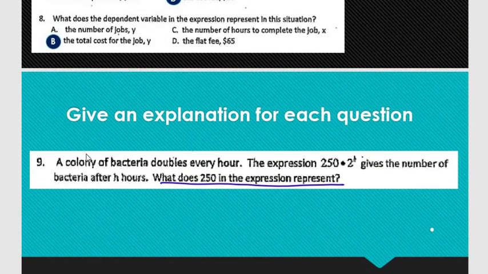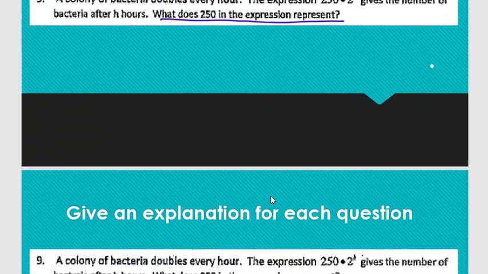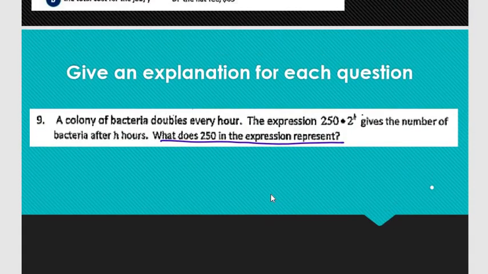Now, look at this one. Look at number 9. You're given an explanation for each question. So you've got a colony of bacteria which doubles every hour. The expression 250 times 2 to the t power gives the number of bacteria after h hours, which that is h, not a t. So what does the 250 in the expression represent? So I want you to put me on pause while you think about it.